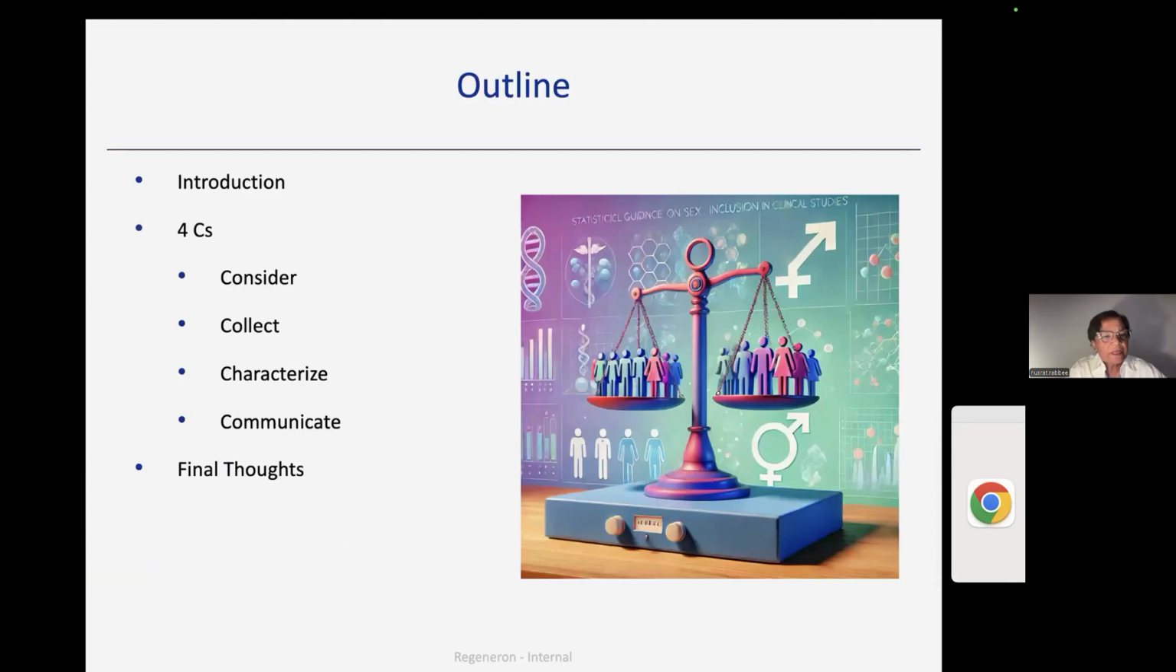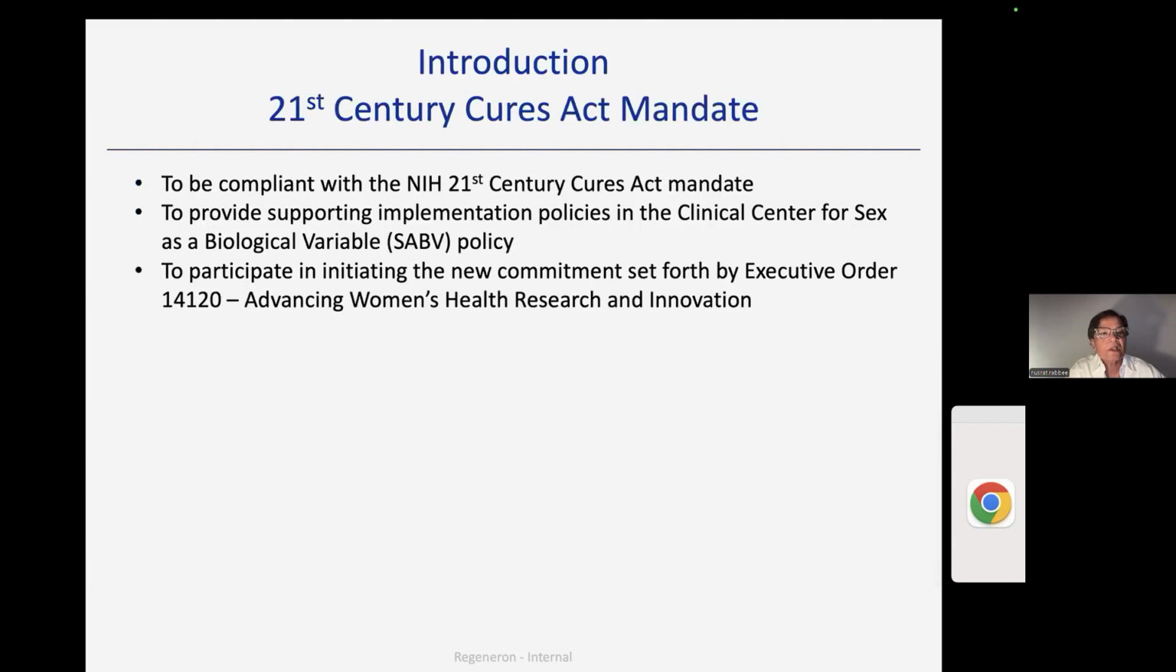So, the outline for my talk is an introduction of how this topic came about and introduce the 4Cs framework that NIH has come up with, and then leave you with some final thoughts.